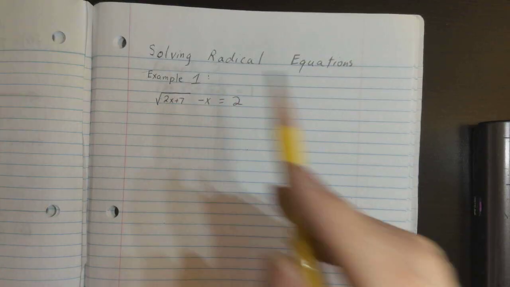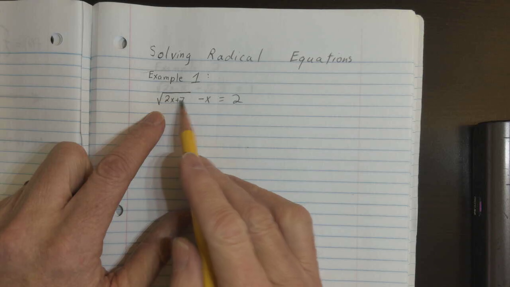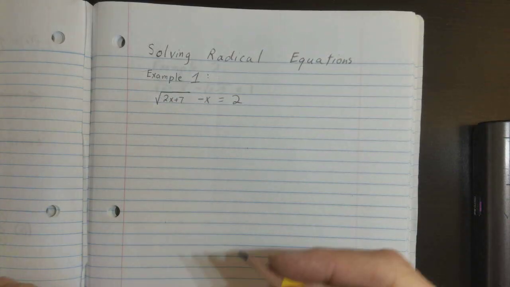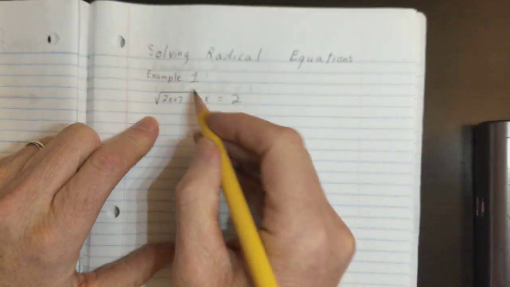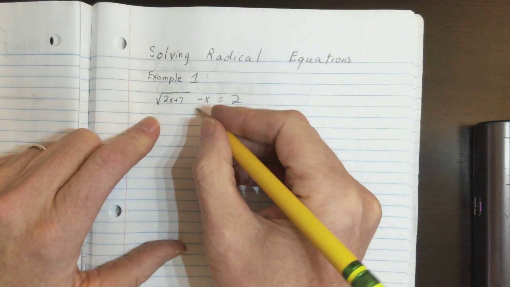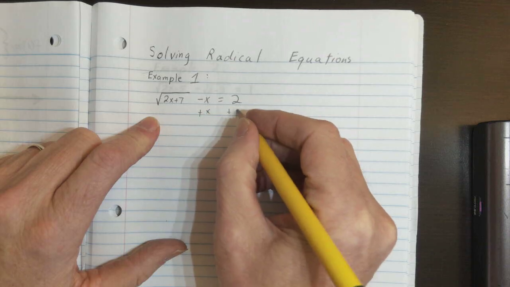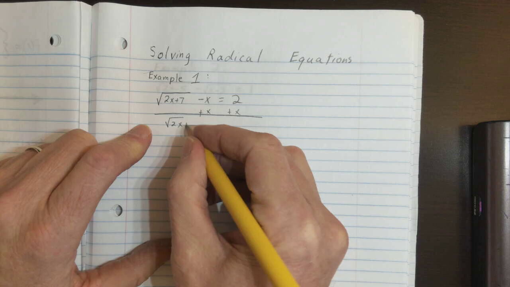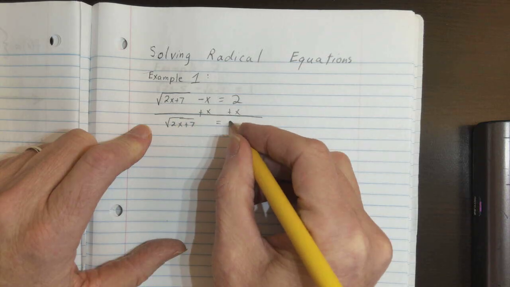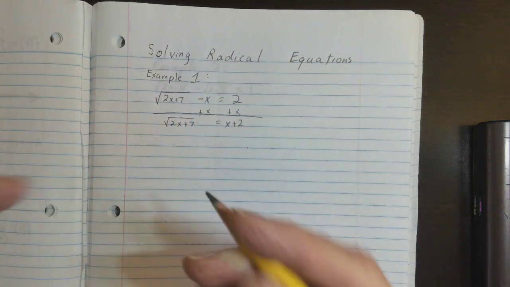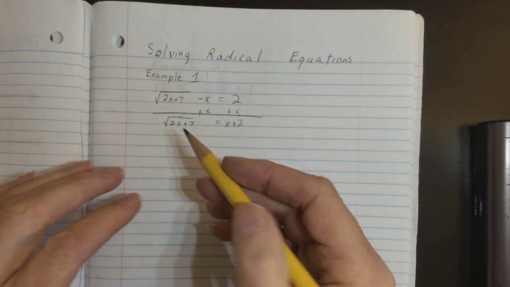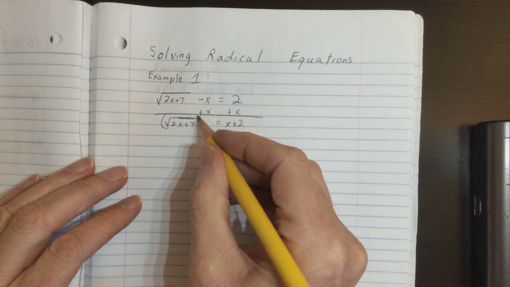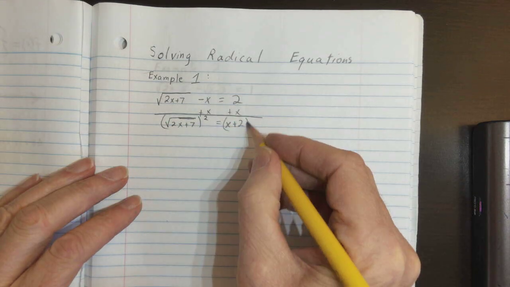Oh, hi everyone. We are solving radical equations that have radicals in them. And really the big goal is to just kind of isolate the radical. I can do it on this one by adding x to both sides. And I get the square root of 2x plus 7 equals x plus 2. And then once you have the radical by itself, then you can undo a square root by squaring both sides.